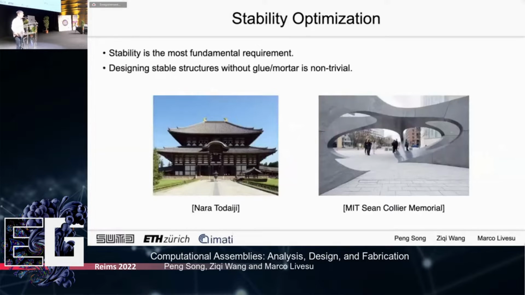We all know that without stability, a structure is not physically buildable. Some wooden architectures and masonry structures don't rely on any external fasteners or glues to be stable. Designing this kind of structure brings a huge challenge for designers, and we are going to tackle these problems using computational approaches.